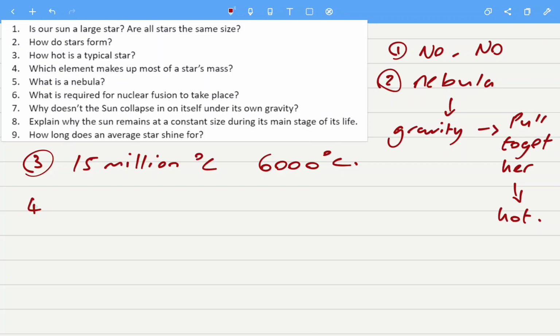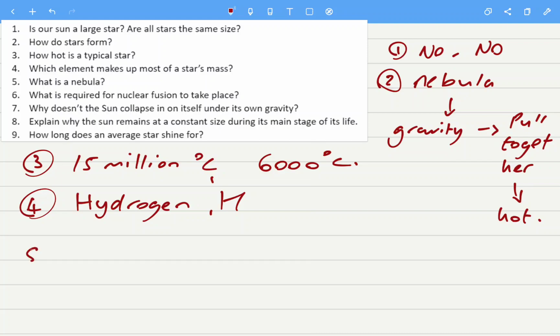Number four, so if you pick this one up, so what element makes up most of a star's mass? Hydrogen. Hydrogen is obviously 1,1. Single proton with an electron, and it is the most abundant element in the universe.